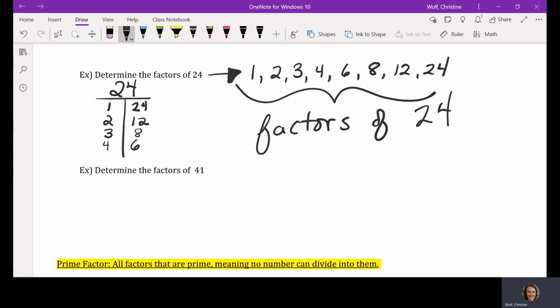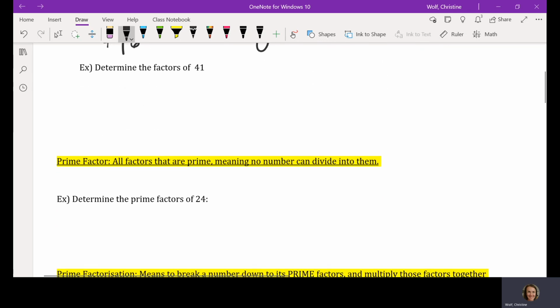We know those numbers are factors of 24. They can all go in or divide into 24 nicely. Okay, we're going to do the same thing, but with 41.